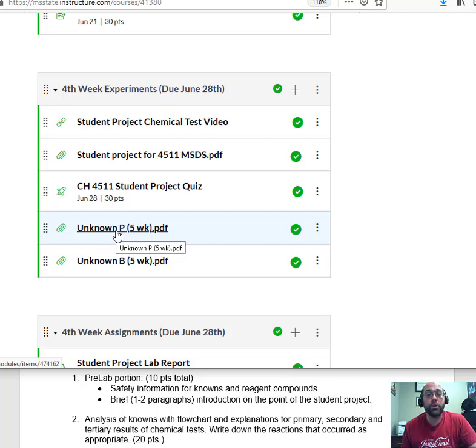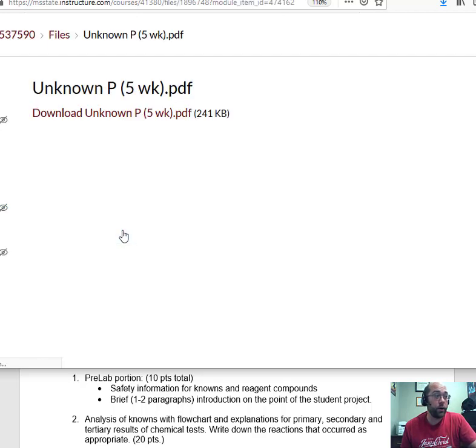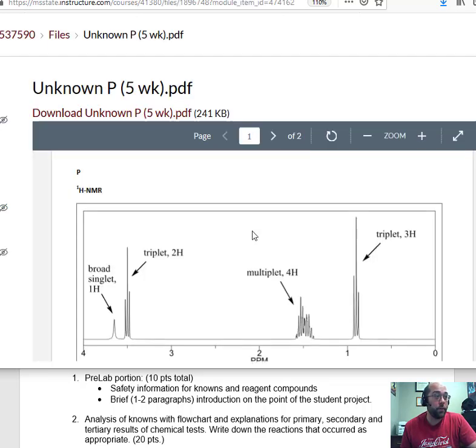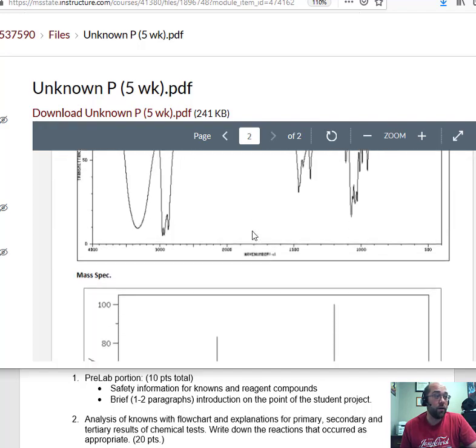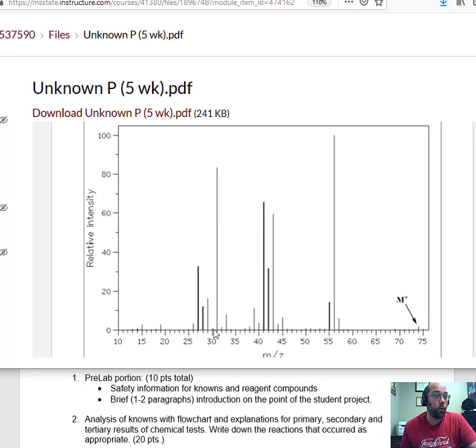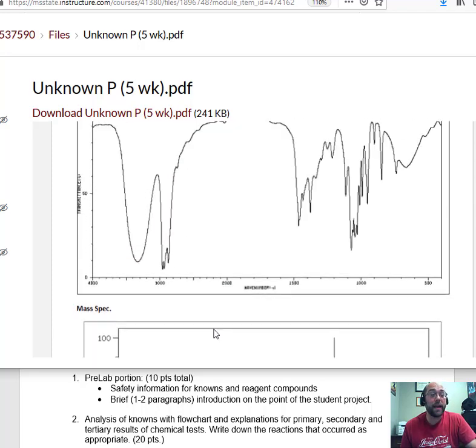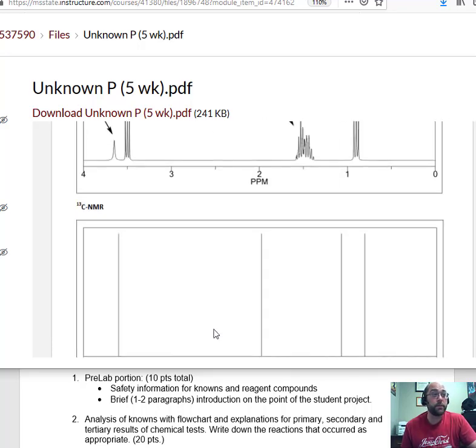So, how do you know what you would have used? You're going to use unknown P and unknown B to tell you that, right? Because if you go here to unknown P and you open it up, you see what you have here. You have NMR, you have IR, and you have mass spec for unknown P and B. So you're going to use this spectra. This is the first thing you're doing for your experiment.